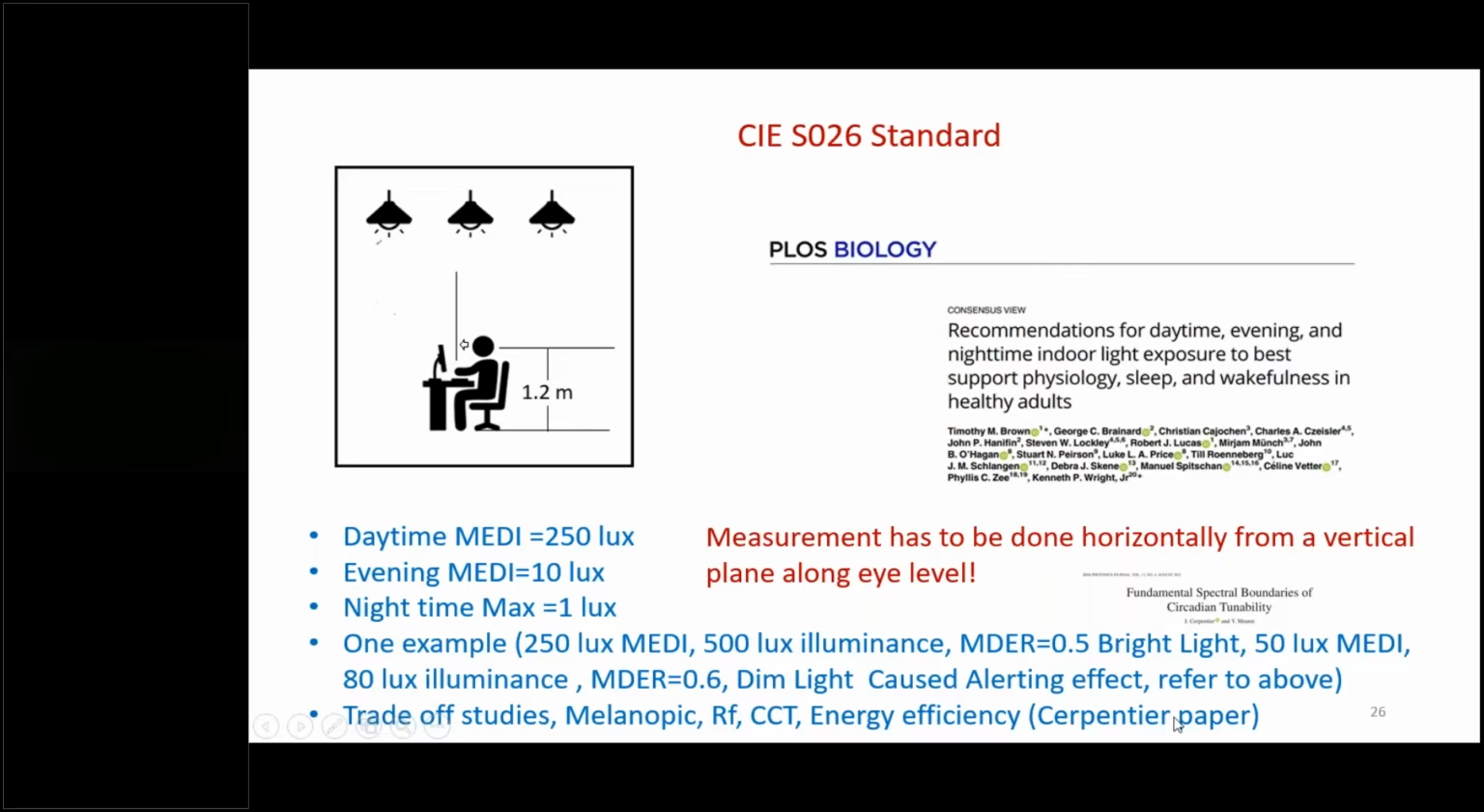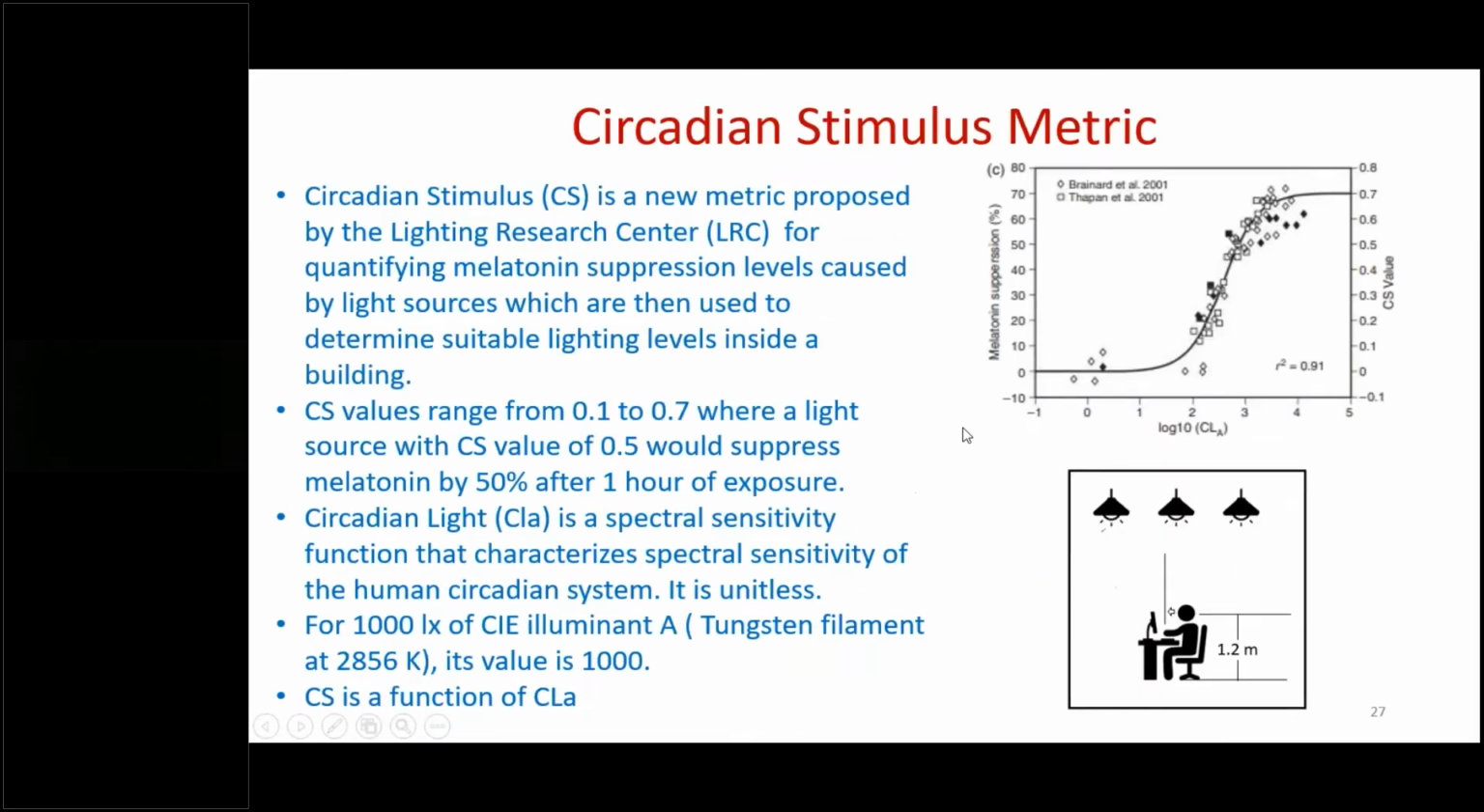There's also another paper by Serpentier called Fundamental Spectral Boundaries of Circadian Tunability, which talks about basically these trade-off studies. What are the variations of, say, the melanopic lux when you fix the CCT at a lower value or at a higher value? Very useful paper to read. So I would recommend everyone to read these two papers. They're very, very useful, a lot of useful information.